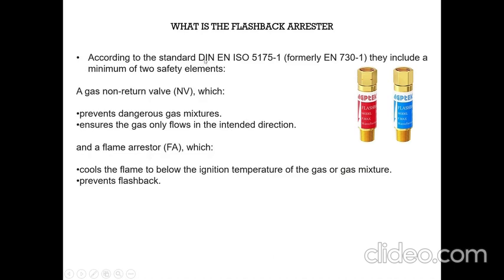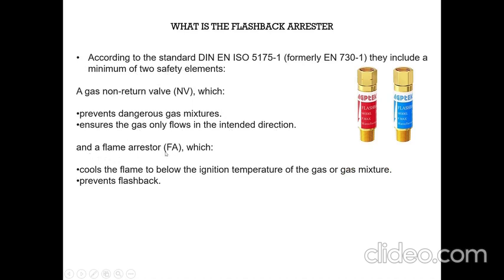According to the standard DIN EN ISO 5175-1, formerly EN 730-1, they include a minimum of two safety elements. A gas non-return valve, NV, which prevents dangerous gas mixture and ensures the gas only flows in the intended direction. So there are two types of safety elements, the first being the non-return valve, used to prevent dangerous gas mixture and ensure the gas flows in the right direction.